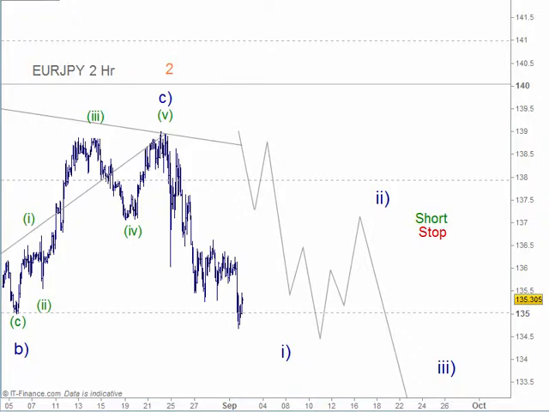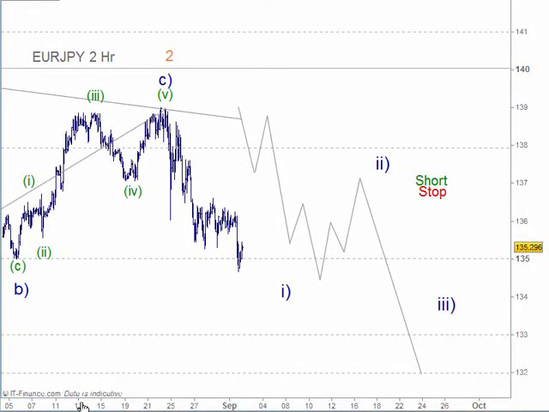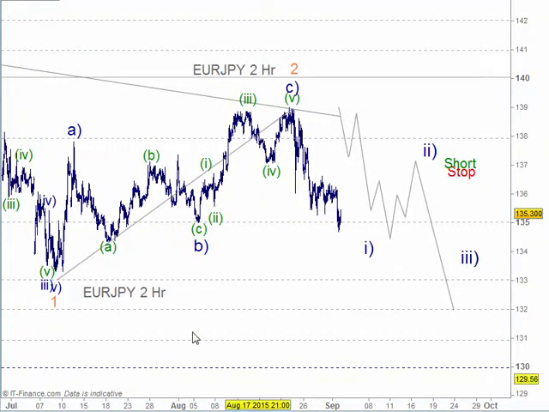The euro yen, now we understood that this move as an ABC through here is corrective, and then we were looking for 5 waves down, 3 up, and then down into the 3rd wave.